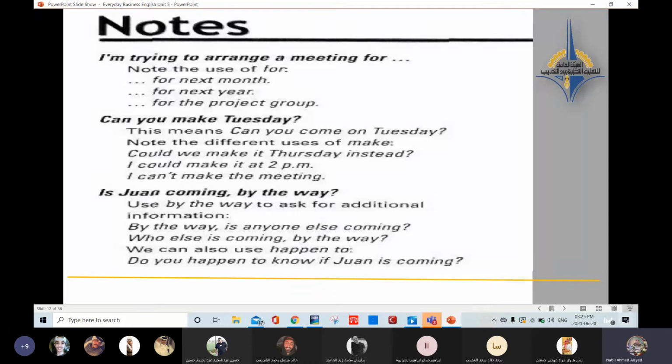The first one here, I'm trying to arrange a meeting for. I'm trying to arrange a meeting for, meaning I'm trying to arrange a meeting for any day. For next month, for next year, for the project group, meaning for a project group. I'm trying to arrange a meeting for next month, for next year, for the project group.